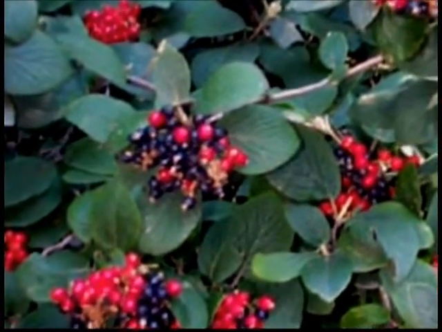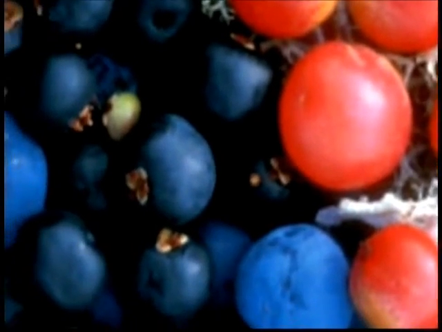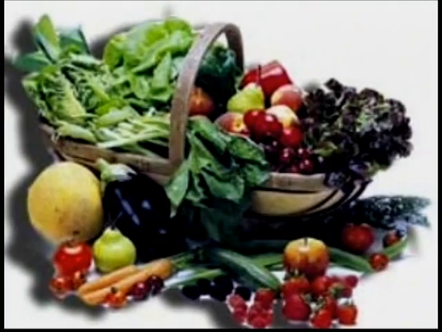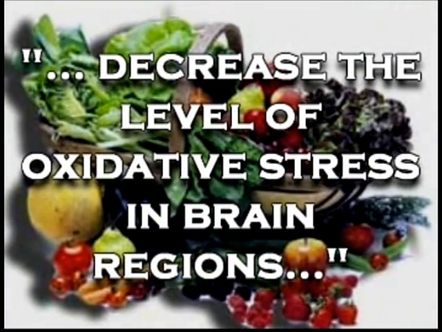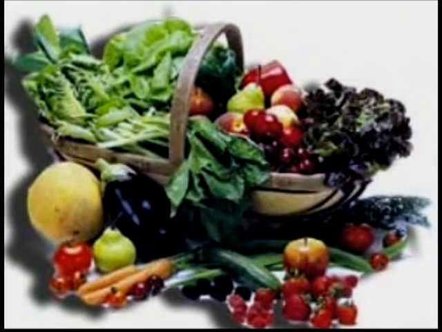In fact, it is the antioxidants in these foods that produce the dark reds, blues, blacks, and purples that color them. The protective qualities of antioxidants are well known in medical literature. For example, an April 2005 study in the Neurobiology of Aging journal states, "Dietary supplementation with antioxidant-rich foods can decrease the level of oxidative stress in brain regions and can ameliorate age-related deficits in neuronal and behavioral functions." Let's take a look at some of the highest antioxidant-containing food sources.